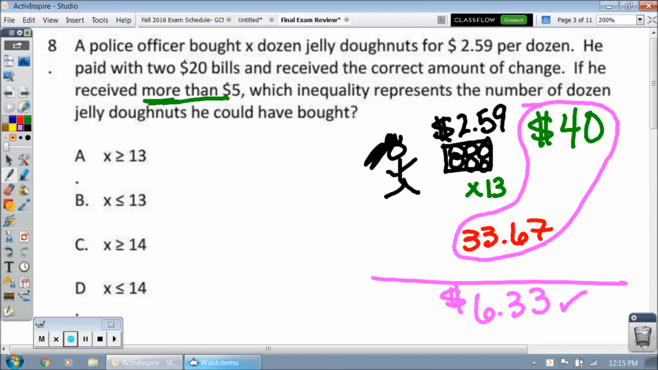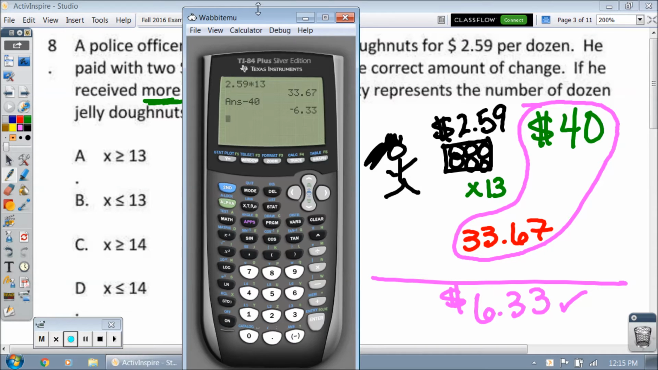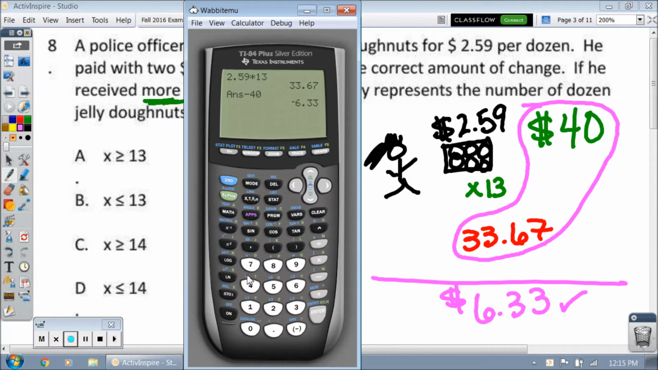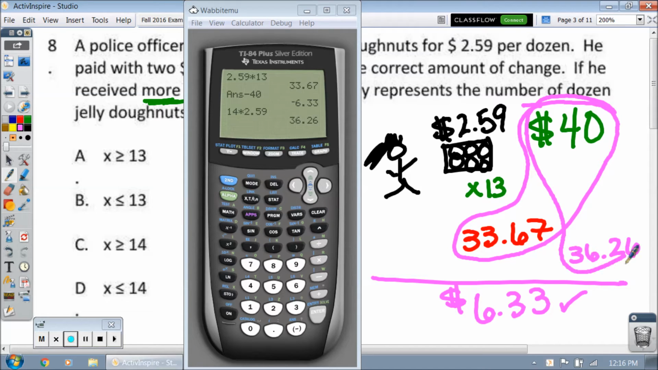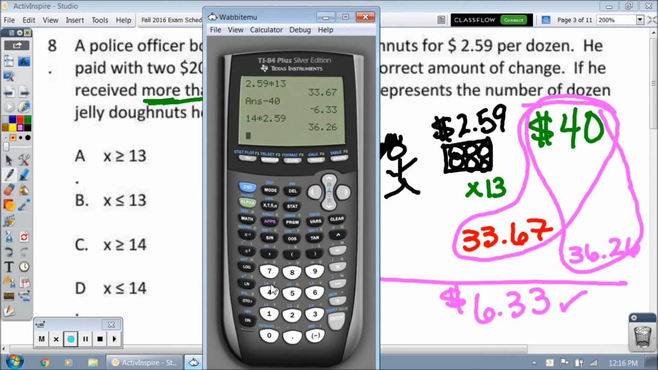Is $6.33 and change more than $5? Yes, that is true. But is that the maximum number that he can buy? What happens if he bought 14 boxes at $2.59 apiece? He would have spent $36.26. If I subtract these two, would he get more than $5 back? No, that would be less.